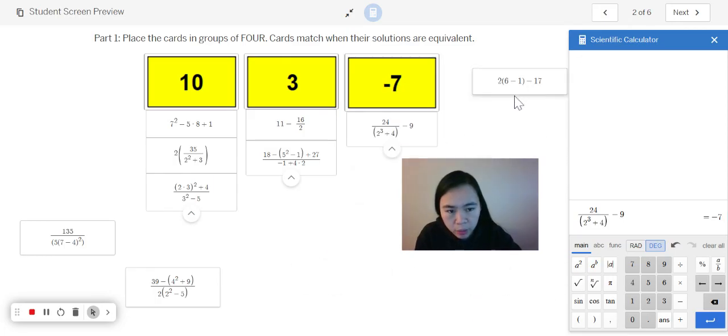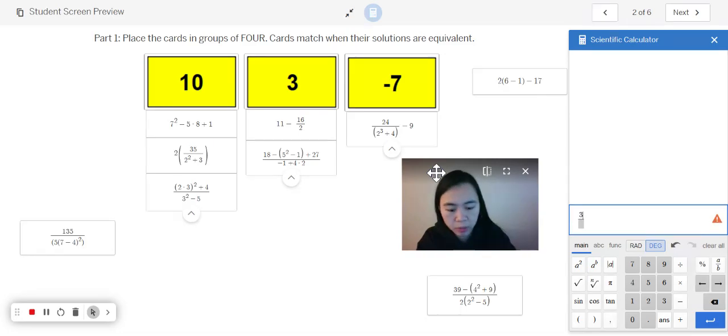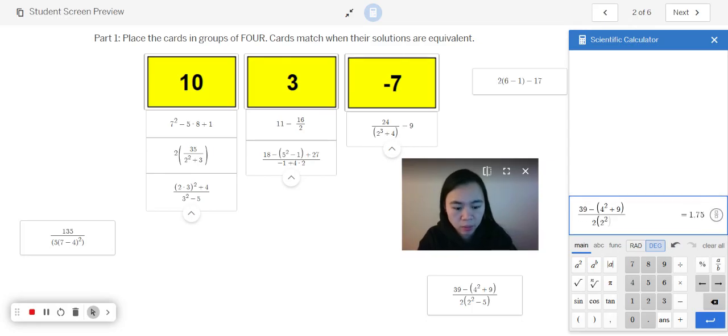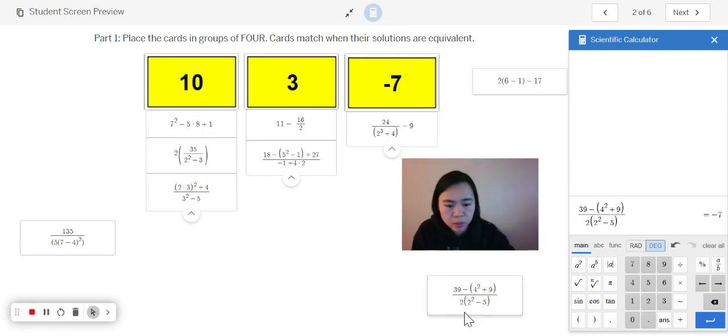That one's pretty straightforward. I'm going to let y'all do that. I'll do this complicated one over here. If you want to click the AB button, this is what that one looks like. 39 minus 4 squared plus 9. 2 in parentheses 2 squared minus 5. Okay, so this one equals -7.